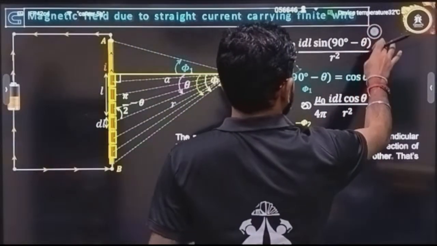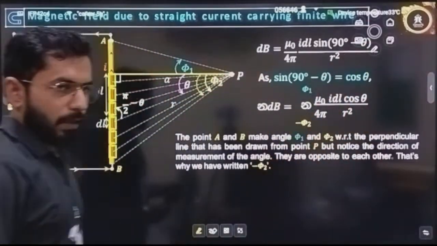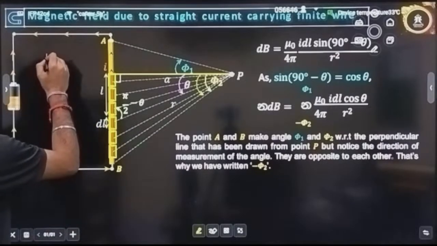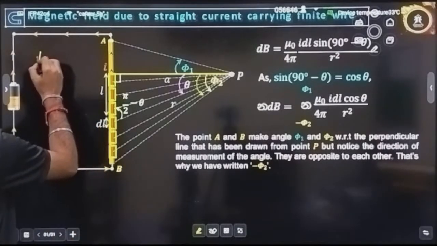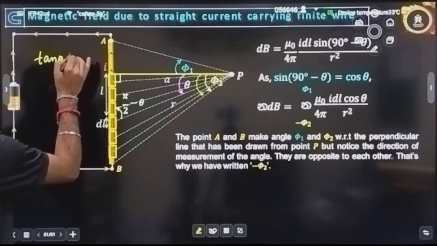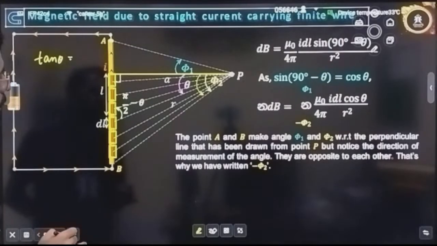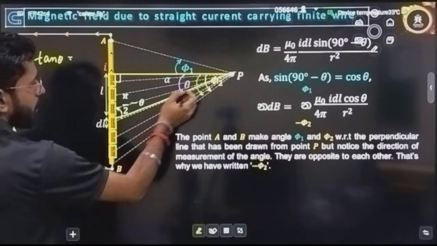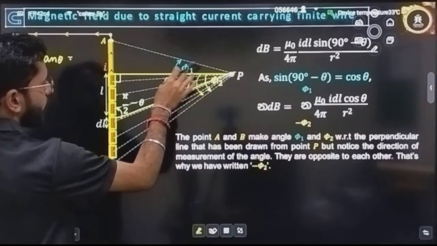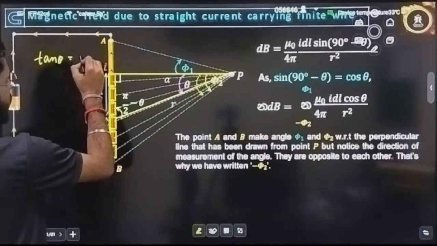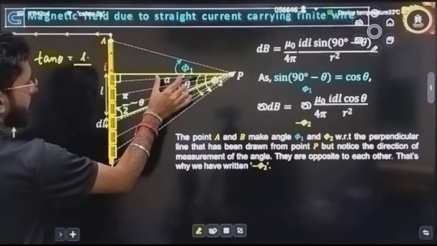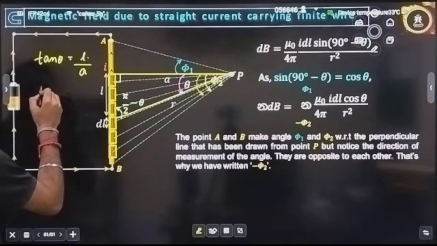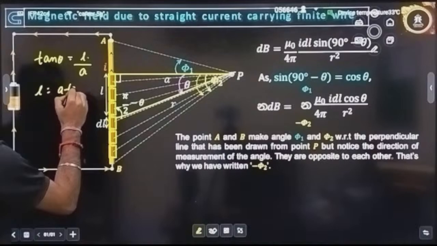Understand here. Now for this integration, define two things. Tell me what you will be writing for tan of theta. Tan of theta can be written as, this is a triangle that you had, and this angle is theta. Tan of theta you will write as perpendicular, that is L, divided by base, that is A, correct? That means L is equal to A tan of theta.